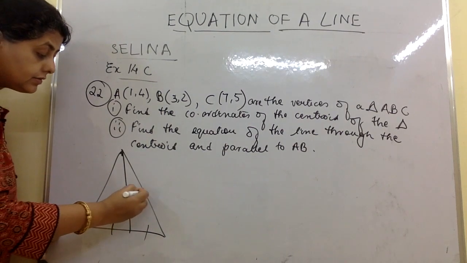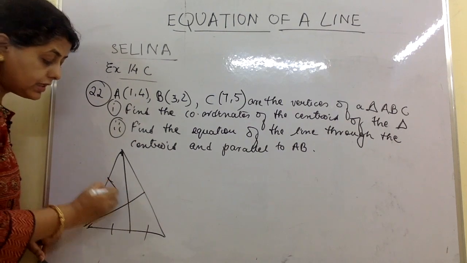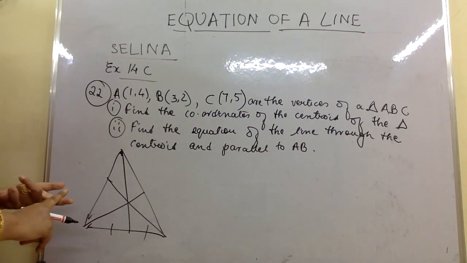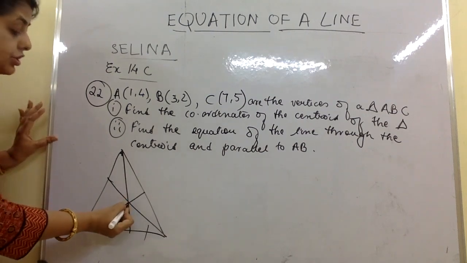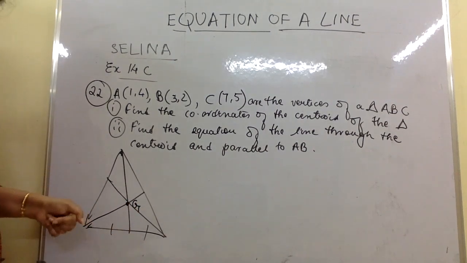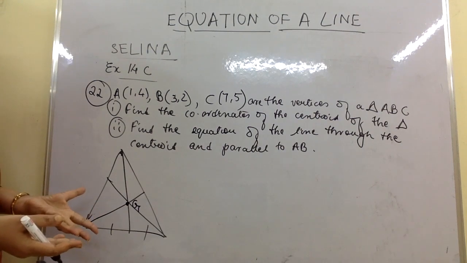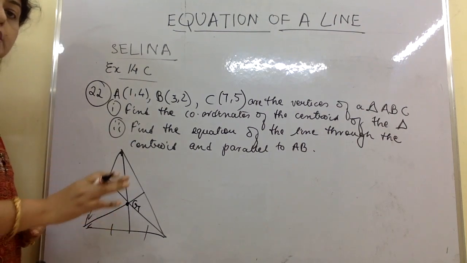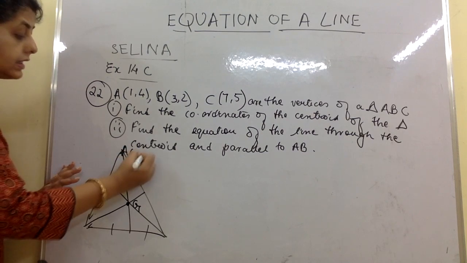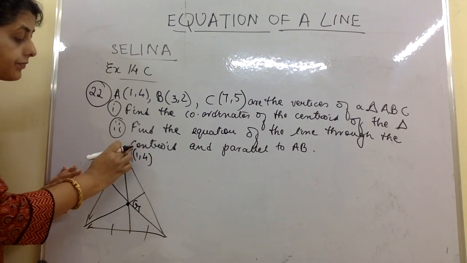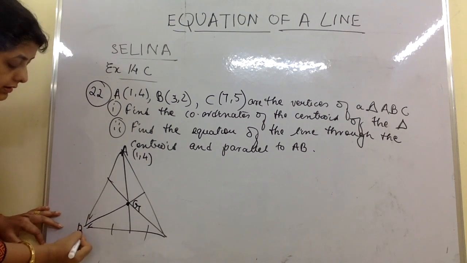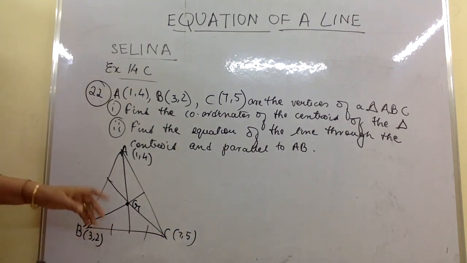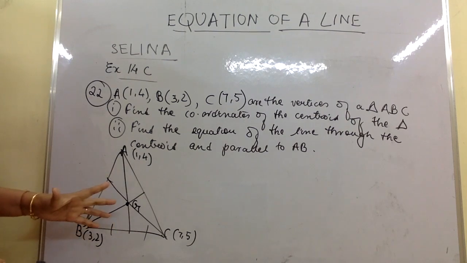Similarly, we can get another median from this side also. So any triangle, whether isosceles, scalene, right angle, or equilateral, will always have three medians, and the point at which they meet is referred to as G, the centroid of the triangle. The point of concurrency of the medians is called the centroid. Now here A is 1, 4, B is 3, 2 and C is 7, 5. So A, B and C are the three vertices.